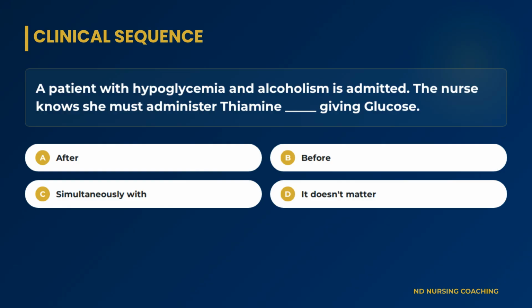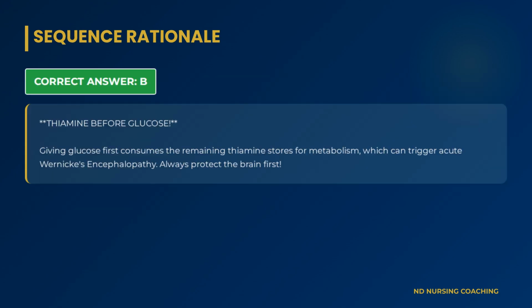Regarding the clinical sequence, in a patient experiencing acute alcohol withdrawal, what is the correct order of medical interventions? The correct answer is A. The sequence is thiamine first, followed by benzodiazepines, and then IV dextrose. Thiamine must precede dextrose to prevent Wernicke's encephalopathy.